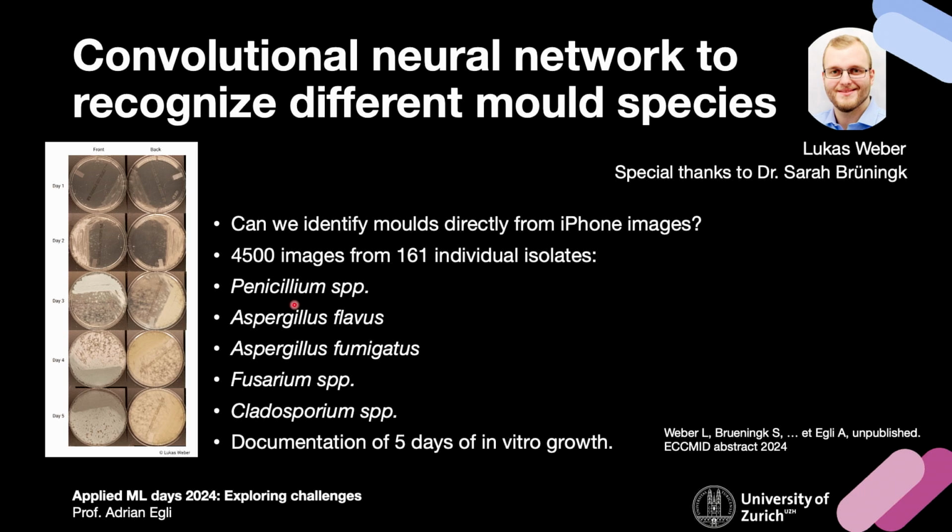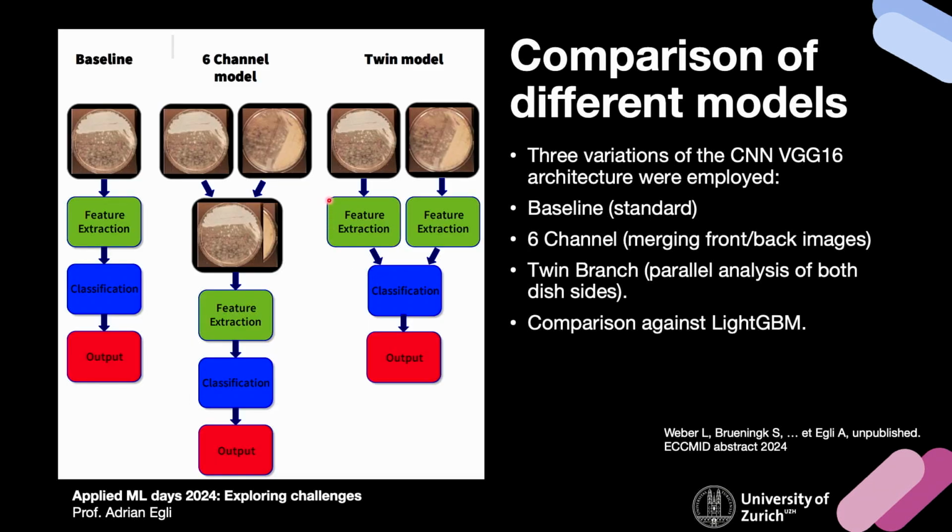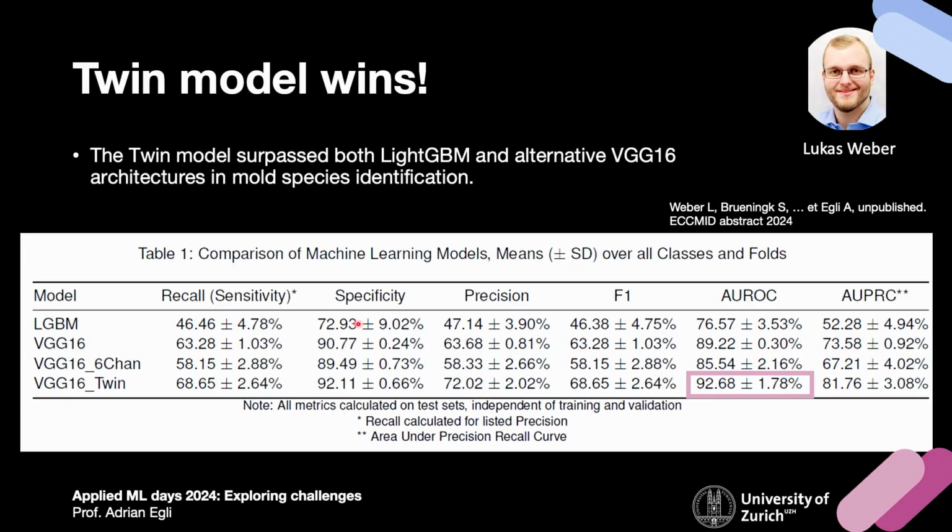So every day he took a picture. And these molds are growing on the plate. They are changing the color over these 5 days. And then he used all this data in different setups. So first of all, there was a baseline setup. So he compared basically 3 different models, a baseline model, then a 6-channel model, and the twin model. And the twin model was the one which worked best. I'm going to show that to you in a second. So basically, the front side and the back side of the plate were used, individual features were extracted, and then that was used for the classification. And you can go through here the details, but I will just highlight the most important point for you.